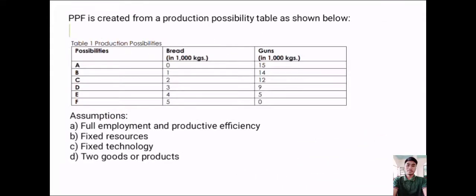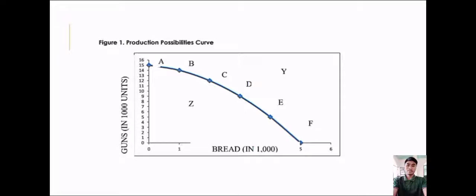So these are the production possibilities table. The assumptions are full employment and productive efficiency, fixed resources, fixed technology, and two goods or products. So these are the graphic, the PPC.